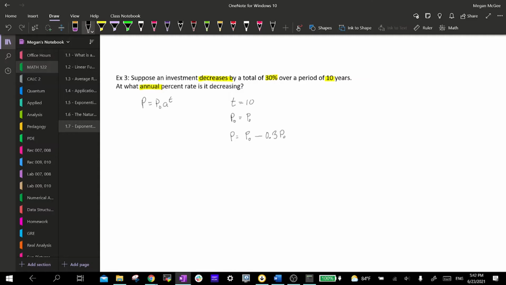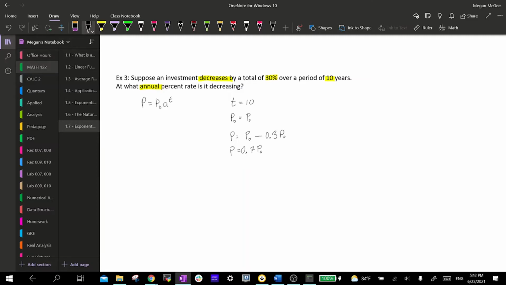Okay, pause for a second, make sure you understand how we came up with this. All right, so if we are decreasing by a total of 30%, that means whatever we started with, we're taking 30% off of that. All right, so we should end up with 70% of what we started with.